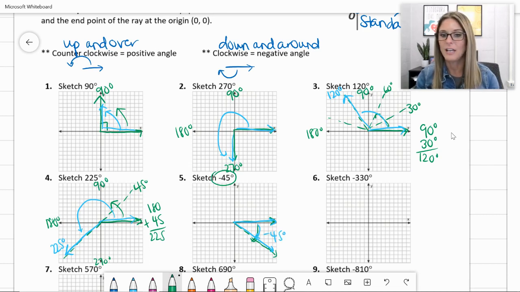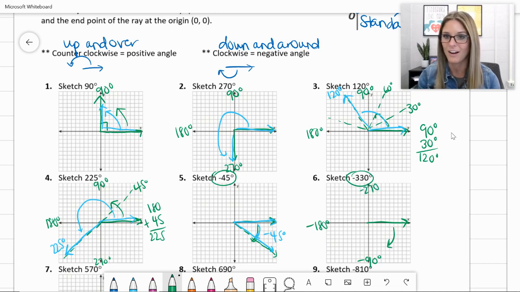Number 6, sketch a negative 330 degrees. We will start standard position. I'm rotating down to get a negative angle. Now straight down, that's going to be negative 90 degrees. Keep rotating to give me a negative 180 degrees. And then all the way up, it's going to be negative 270, and we're not quite there.